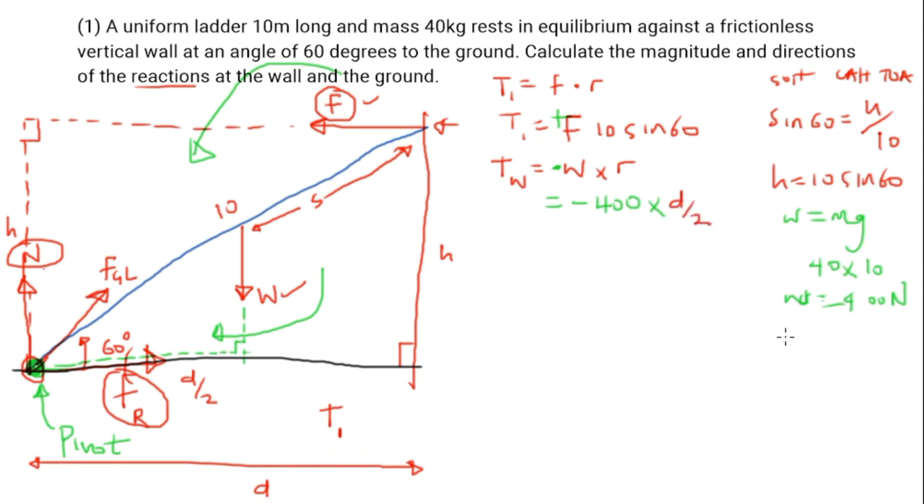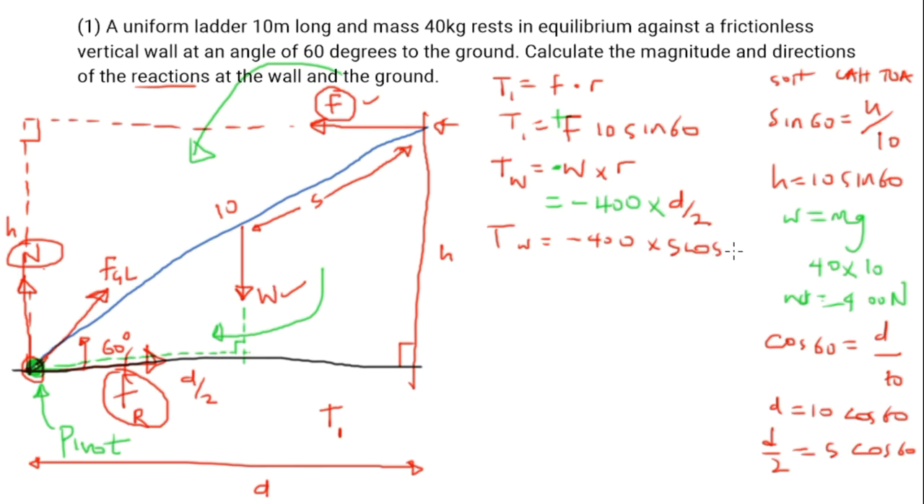Now, in order to find D, we need to use SOH CAH TOA, so that we can say cosine of 60 degrees is equal to adjacent, which is D, upon the hypotenuse, which is 10, so that D is equal to 10 cos 60 degrees. So it implies that the torque by the weight is minus 400 multiplied by D upon 2, which will be equal to 5 cos 60 degrees.